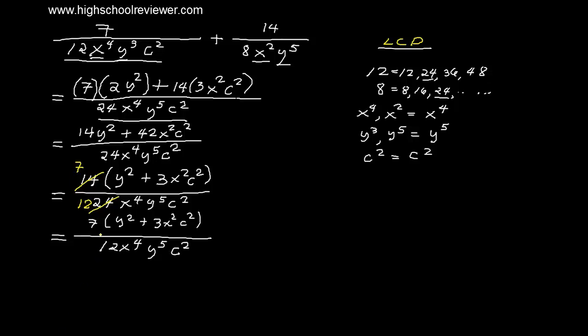Therefore, 7 multiplied by the quantity y squared plus 3x squared c squared all over 12 x raised to the power of 4, y raised to the power of 5, and c raised to the power of 2. This is our final answer.